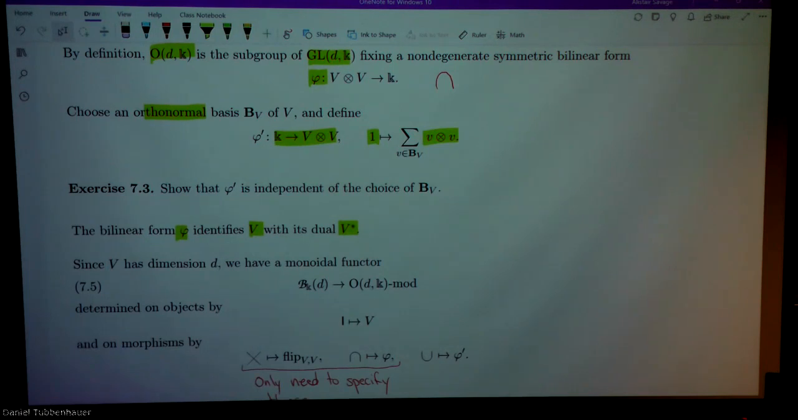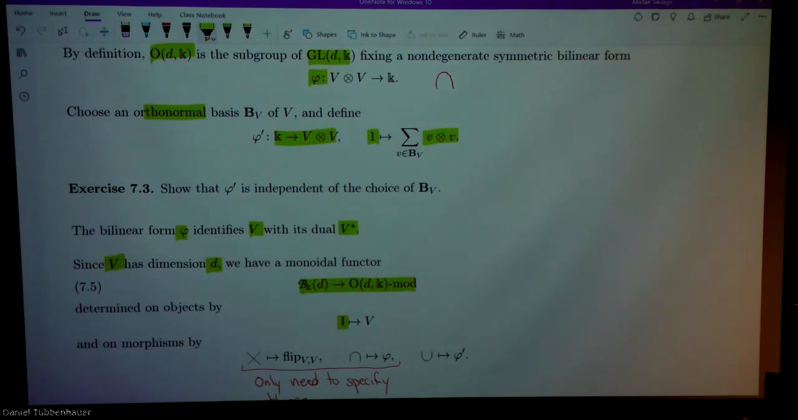And so we can use our universal property of the Brauer category now to get a functor. Because this V is self-dual, it has dimension D, and this category of modules for any group is a symmetric monoidal category, with symmetry given by the flip. So it has all the right properties, and we get a monoidal functor from the Brauer category to the category of finite dimensional modules for the orthogonal group.